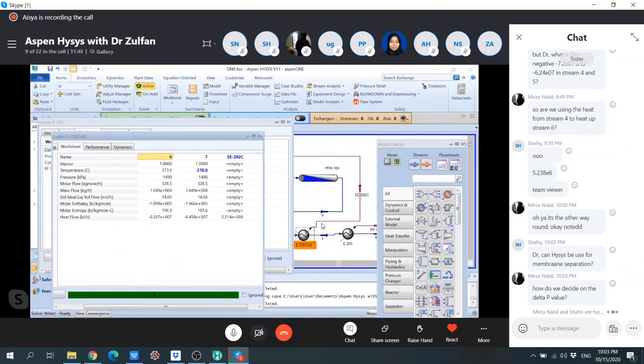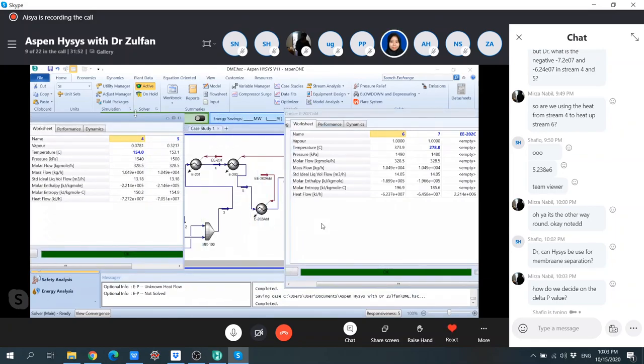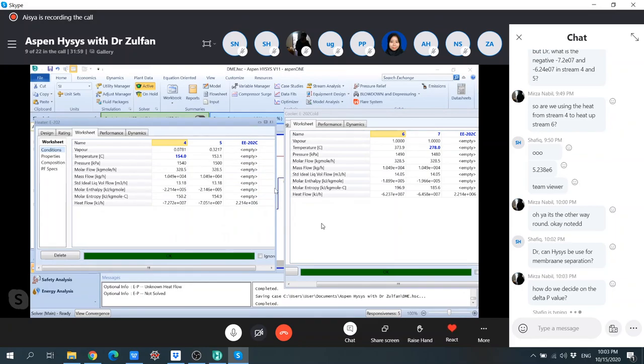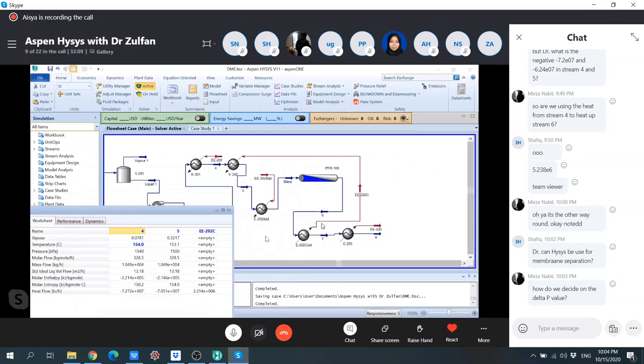Can HYSYS be used for membrane separation? What ICES has is also applicable to all process simulation software so far. Membrane or any other sophisticated technologies, their performance is very much different, depending on the materials, depending on the construction, depending on the system itself. So in this HYSYS, I'm not really sure if we have such a membrane unit operation. We have to check it later on in the palette.